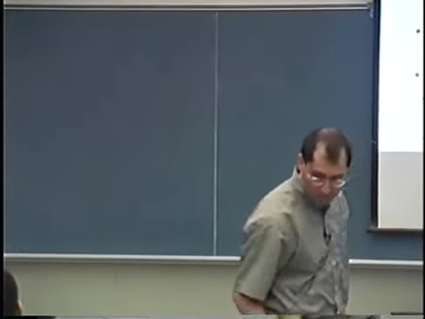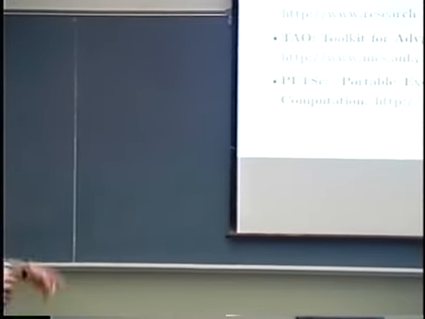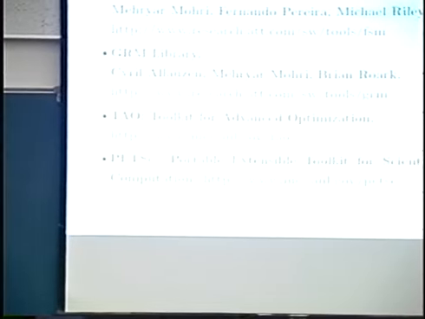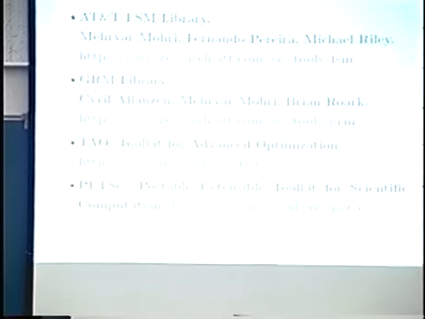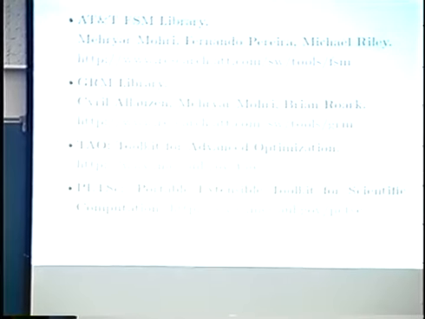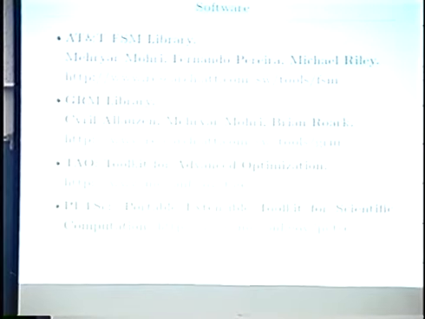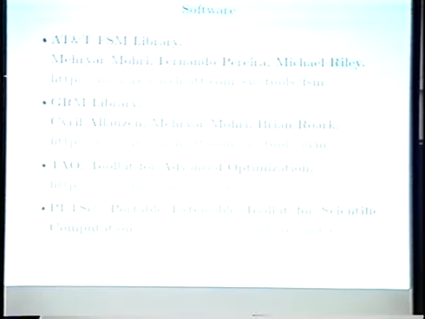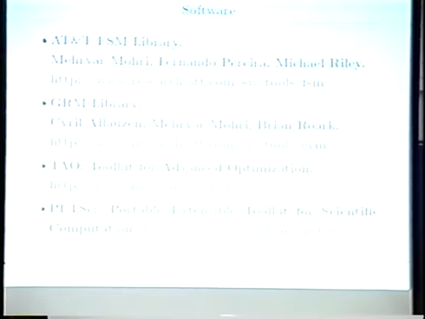And I want to give out some pointers to the software that we're using. You're familiar with the AT&T FSM library. You can also download it for research use at this HTTP address. The GRM library is also available now. That contains the GRM count that I was talking about. And TAO and PETSc are very nice nonlinear optimization tools available from Argonne National Laboratories. And that concludes my talk.